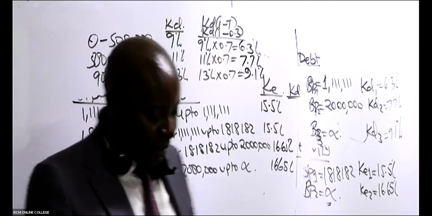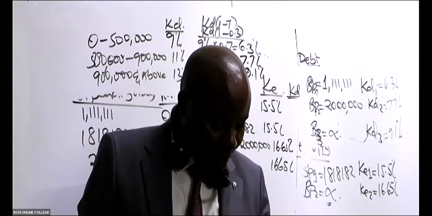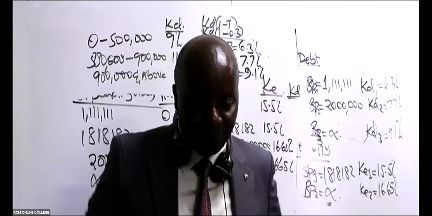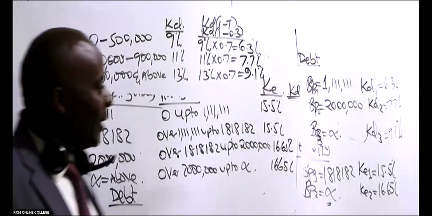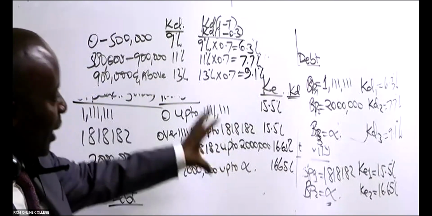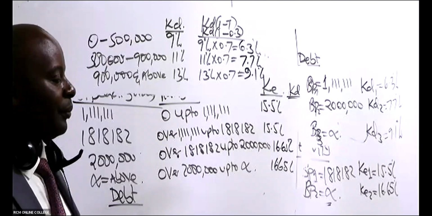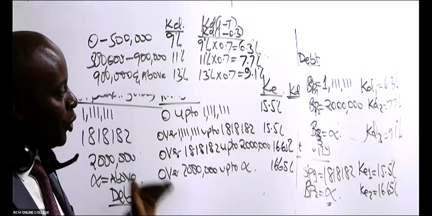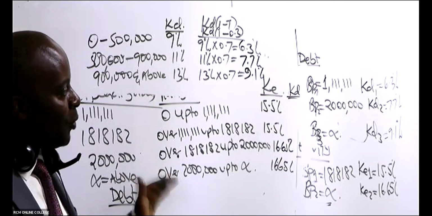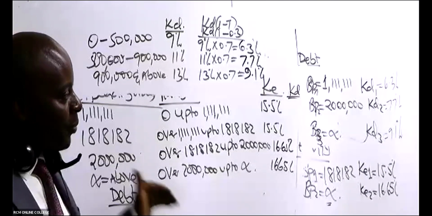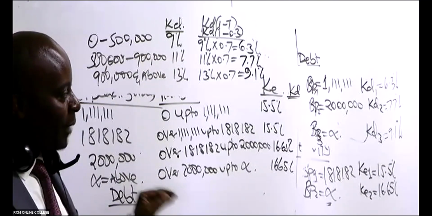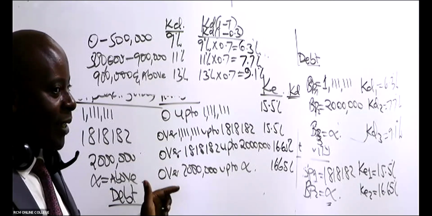And that is Lincoln. I think Lincoln has gotten this. Just getting the information from there, and then you post on this schedule. So long as you understand that the 6.3% is applicable up to 1,1,1,1,1, the 7.7% is applicable up to 2 million, and the 9.1% is applicable up to infinity.